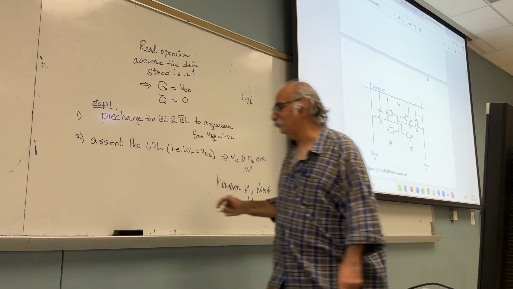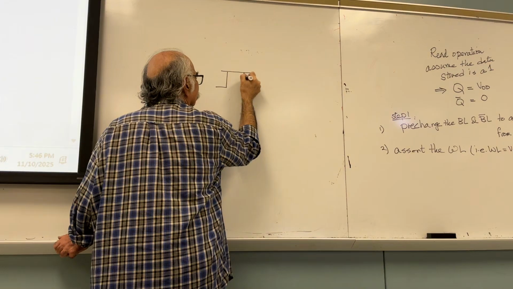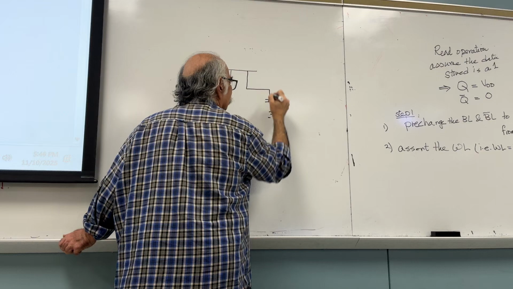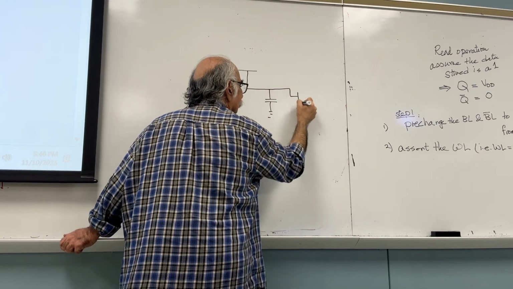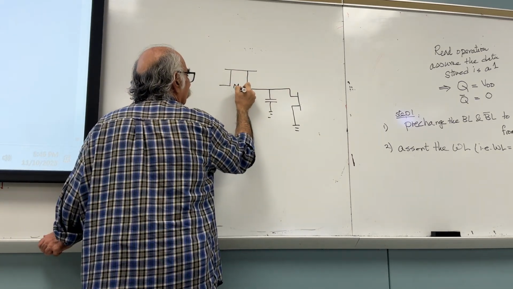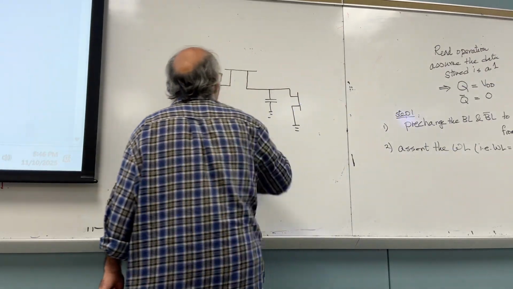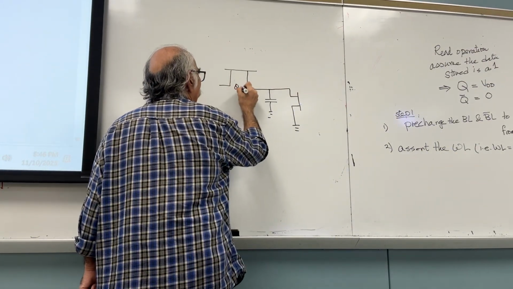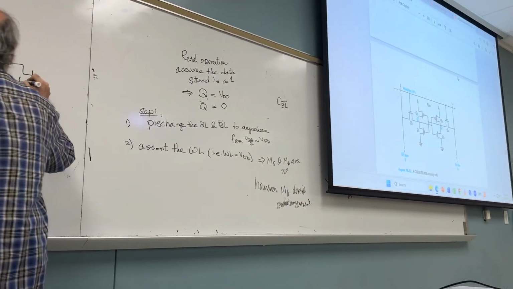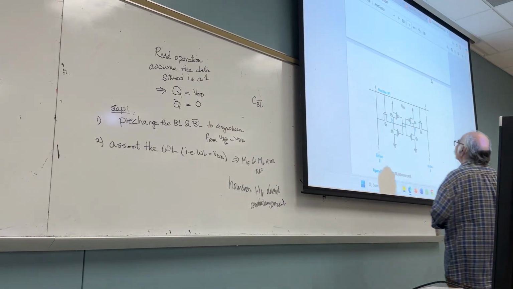Okay, let me sketch this. You are not looking at it carefully. Let me sketch it again. This is what? M5. He calls it Q. Q5. And what is this one? Q1. Clear? Yes.